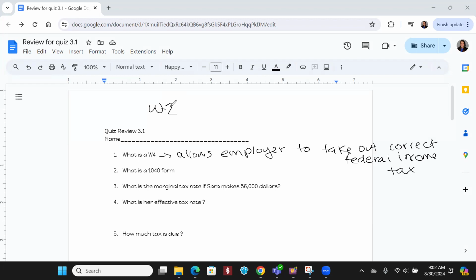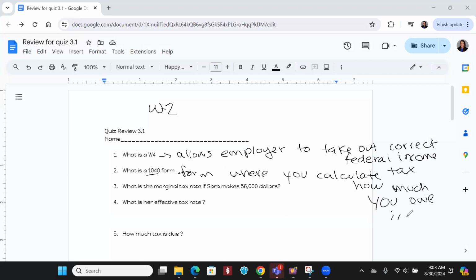No, you got to be specific because what's a 1040? It's another tax form, but it's actually where you do your reportings on those taxes. So like when you have sent off your W-2 and you've gotten all of your like investments and that kind of stuff, it's the form where you can calculate how much you're going to actually owe the government. So form where you calculate how much you owe in taxes.